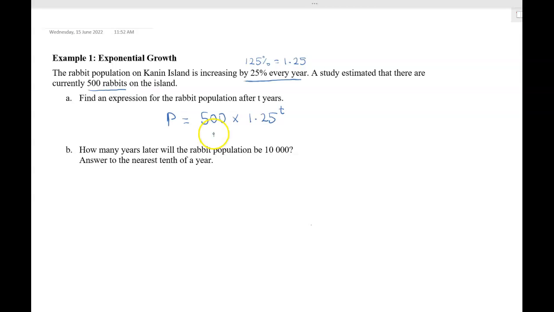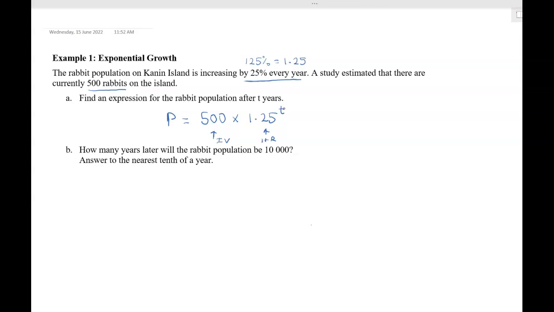So this is always the initial value. We'll call it IV. And this is the growth rate. We'll call it 1 plus R if it's growing, 1 minus R if it's decaying, and then the power of t if it's growing every year.